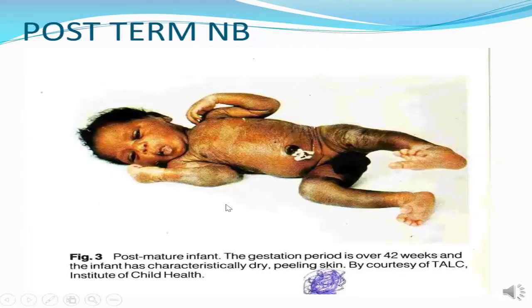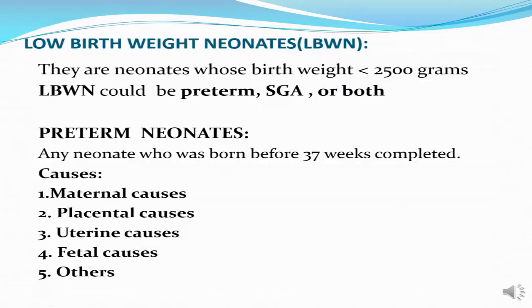Postterm babies are those delivered after 42 weeks of gestation, and the infant has characteristically dry, peeling skin. Low birth weight neonates are neonates whose birth weight is less than 2.5 kg. They could be either preterm or small for gestational age or both. Preterm babies are neonates born before 37 completed weeks.